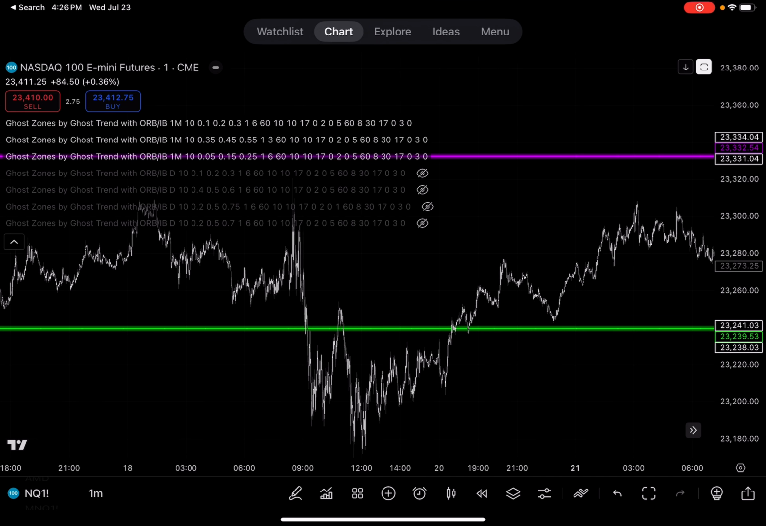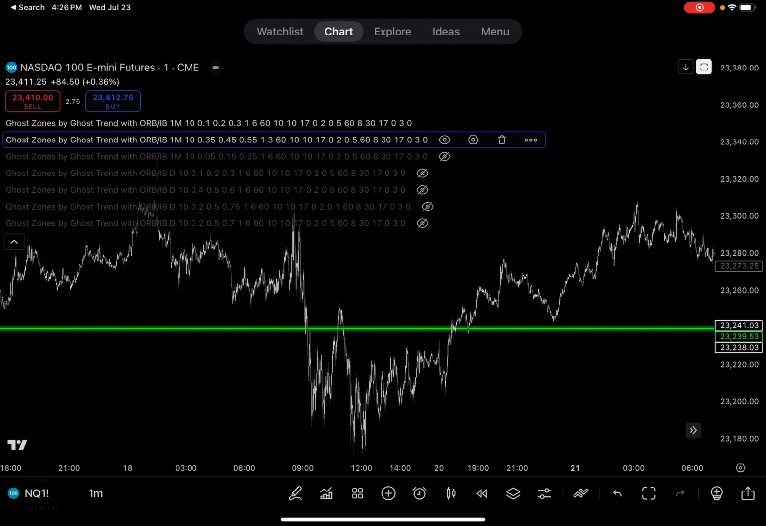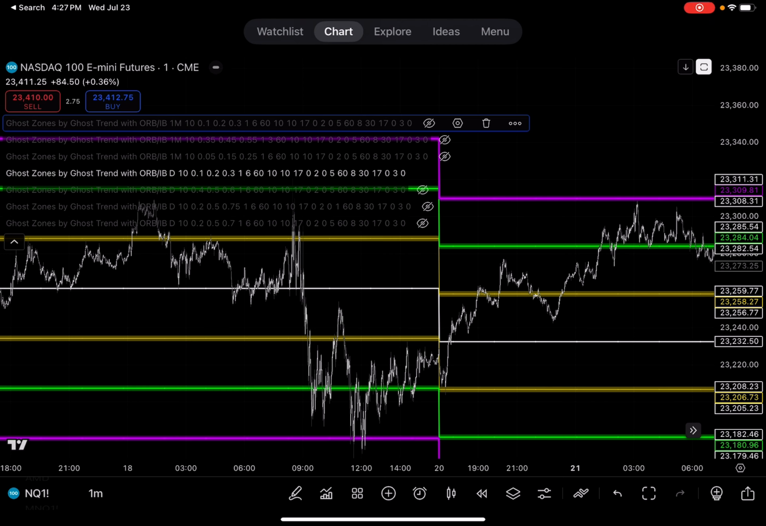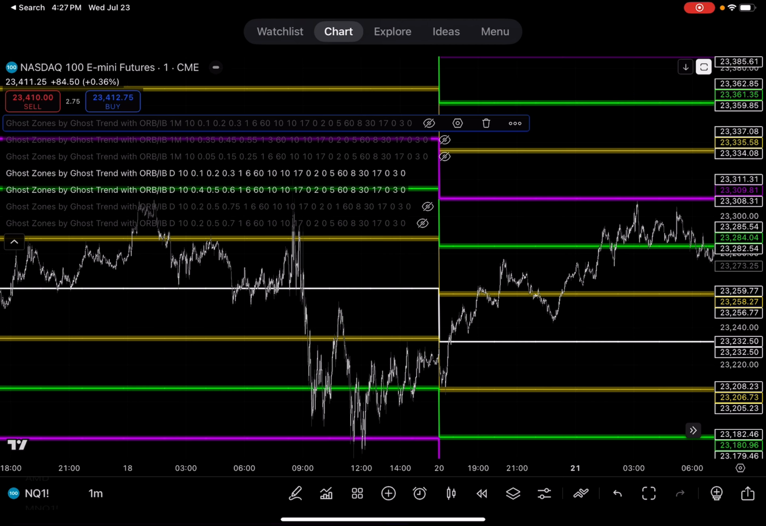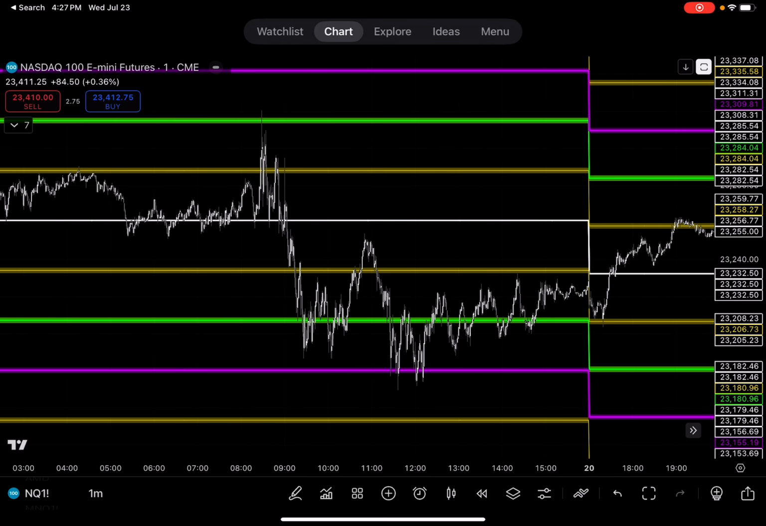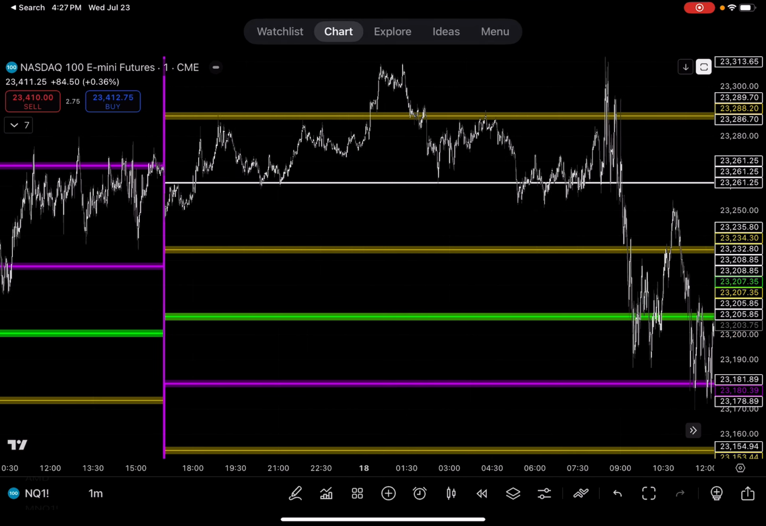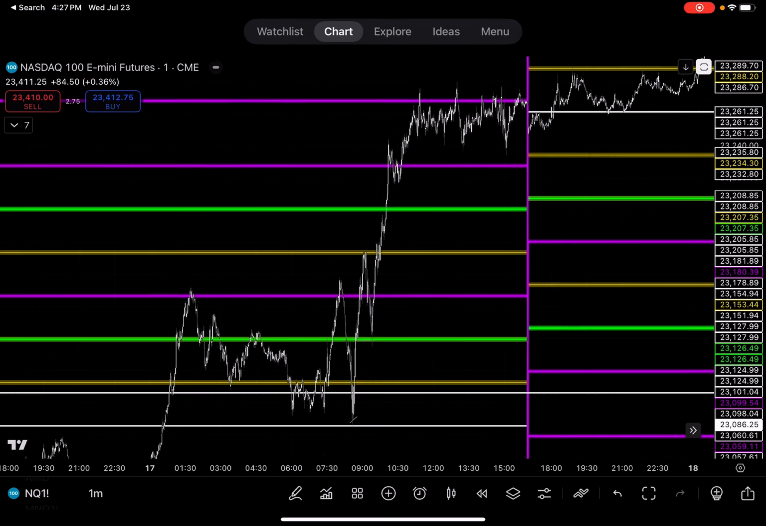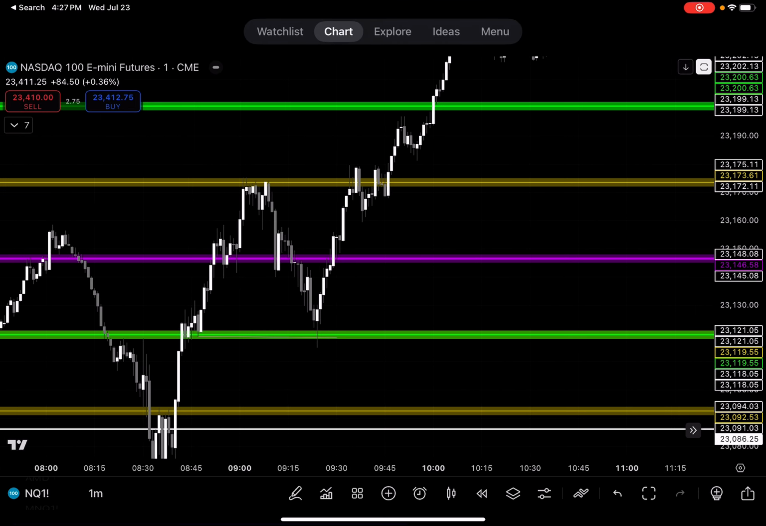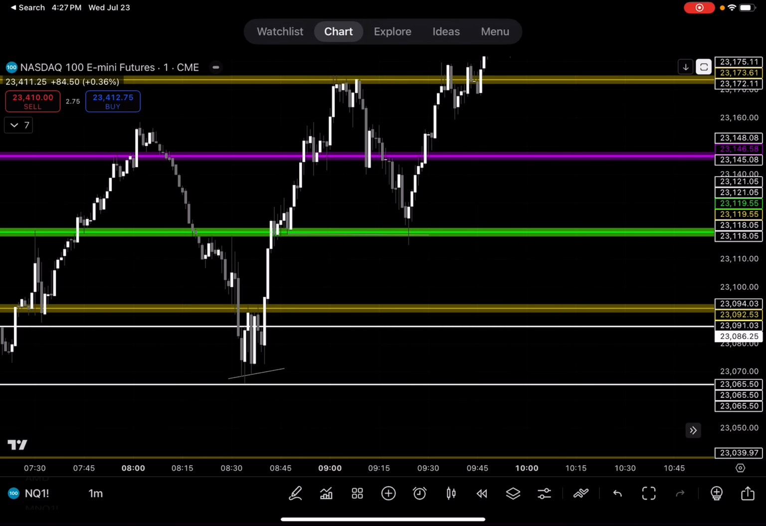And so let's see here. We'll turn off those. So here's some more daily levels I'm kind of messing around with settings on. You can see price bouncing around these levels. Seems to work pretty good overall.